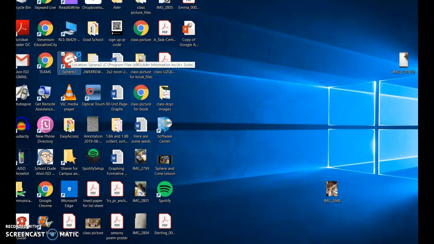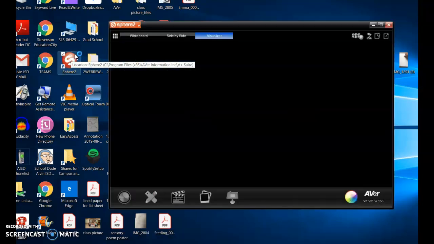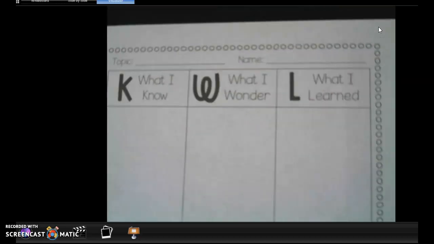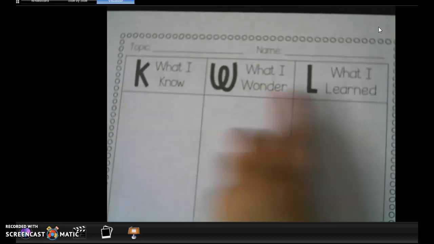Today we're going to be doing our reading assignment. So what you're going to do is choose an animal that's interesting to you, and we're going to fill out a KWL chart. This is going to be attached in Google Drive, or you could just take a piece of paper, fold it into thirds, and label it KWL.